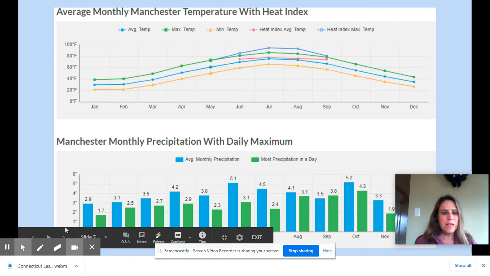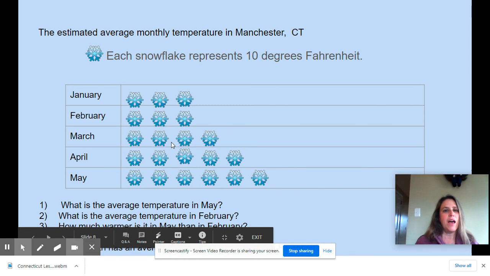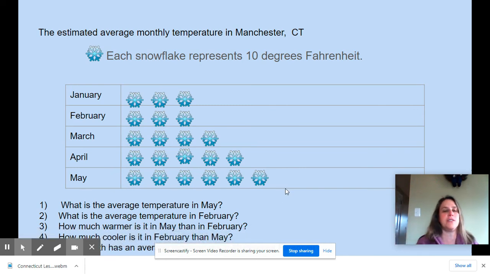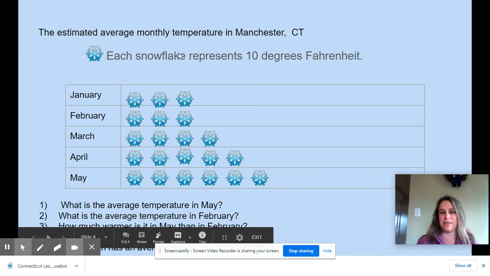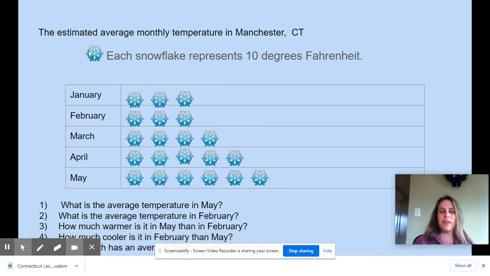Okay. So what we're going to do today, and this is all Manchester data, I took the information from those charts and I put it in, remember, a pictograph. So you're going to go and you're going to read our pictograph. Remember to read the key. Each snowflake represents 10 degrees, not 1 degree. Always read the key when you get a bar graph. So each of these is going to be 10 degrees. So if we wanted to know the average temperature in January, 10, 20, 30 degrees Fahrenheit.